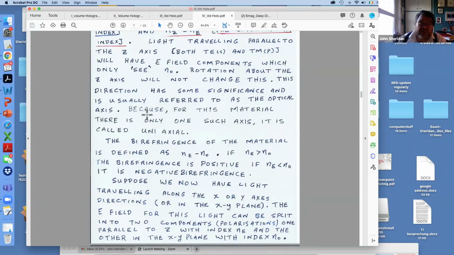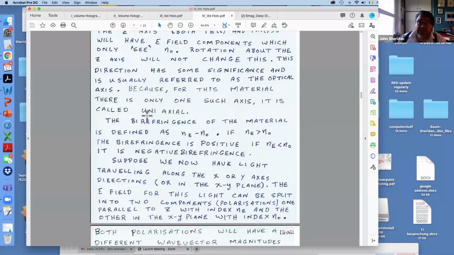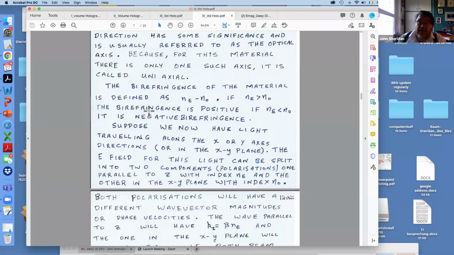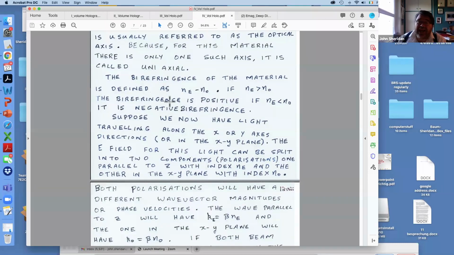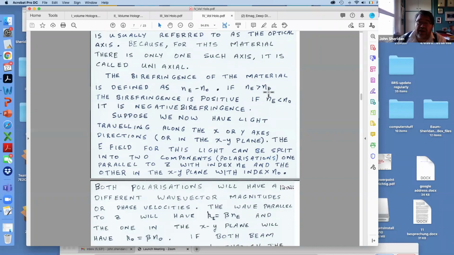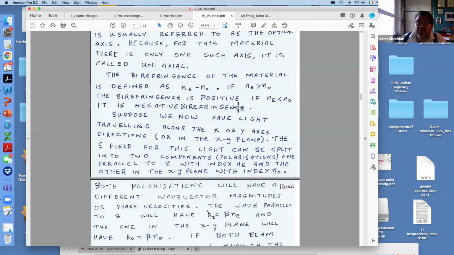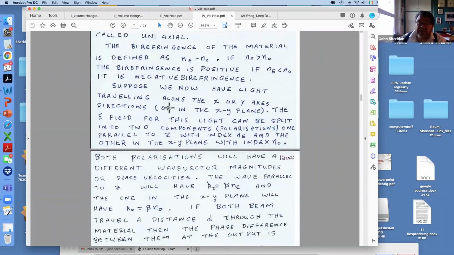And you can have materials which have no optical axis, or have one, or have two optical axes, which is the most general case, well, for standard crystals. Because for this material there's only one such axis, it is called uniaxial. The birefringence of the material is defined as the extraordinary index minus the ordinary. If the extraordinary is greater, we've got a positive birefringence, and if the extraordinary is less, we have a negative birefringence.